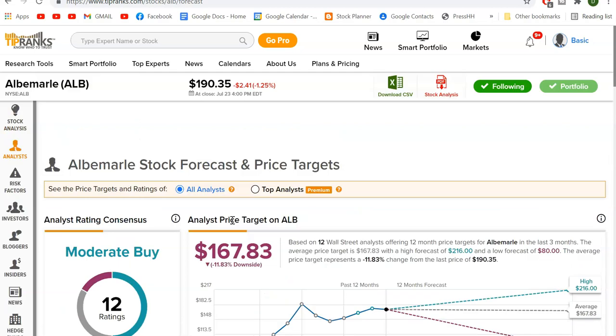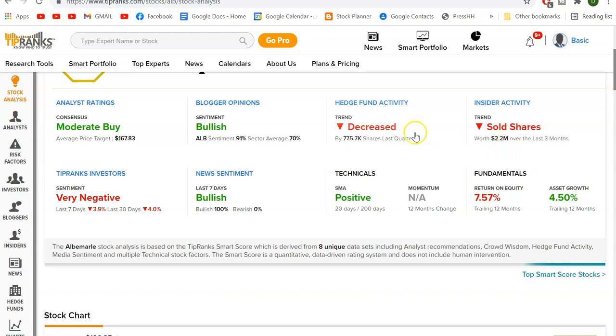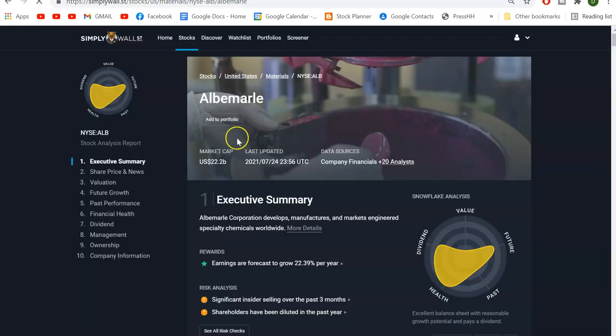Target price at 167, but it's trading already at 190. It's a 4. That's not very good. Insider activity: sold shares. Hedge funds decreased. This is not good. Fundamentals don't look that great. Albemarle, using another tool, Snowflake, is not green. We're looking for green if you're going to buy, and you're looking for reddish if you're going to sell. This is kind of like amber in the middle.